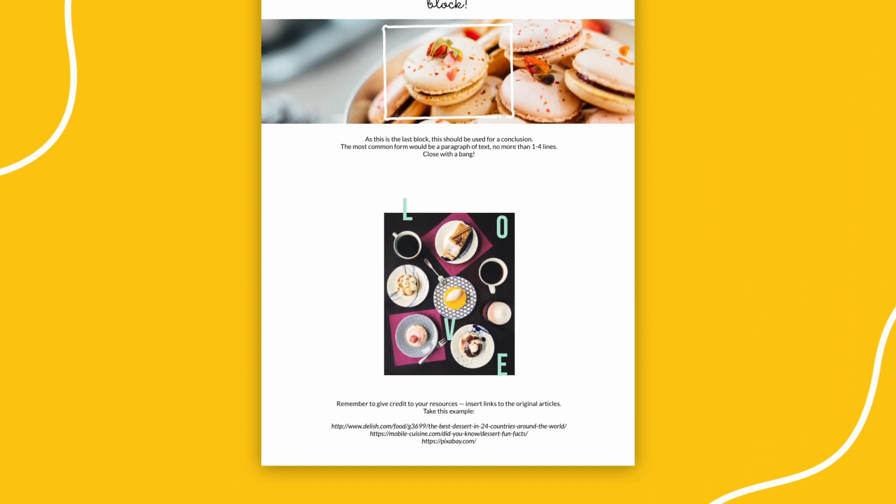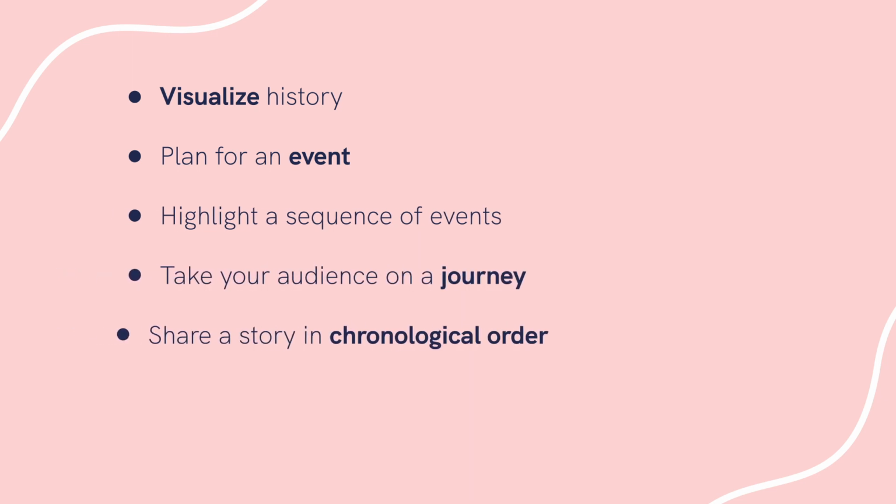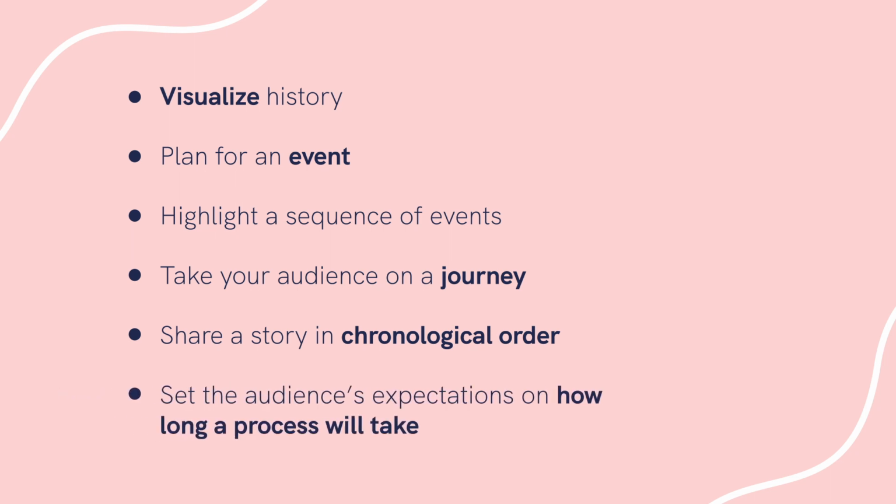A timeline infographic is the ideal infographic type if your goal is to visualize history, plan for an event, highlight a sequence of events, take your audience on a journey, share a story in chronological order, or set the audience's expectations on how long a process will take.